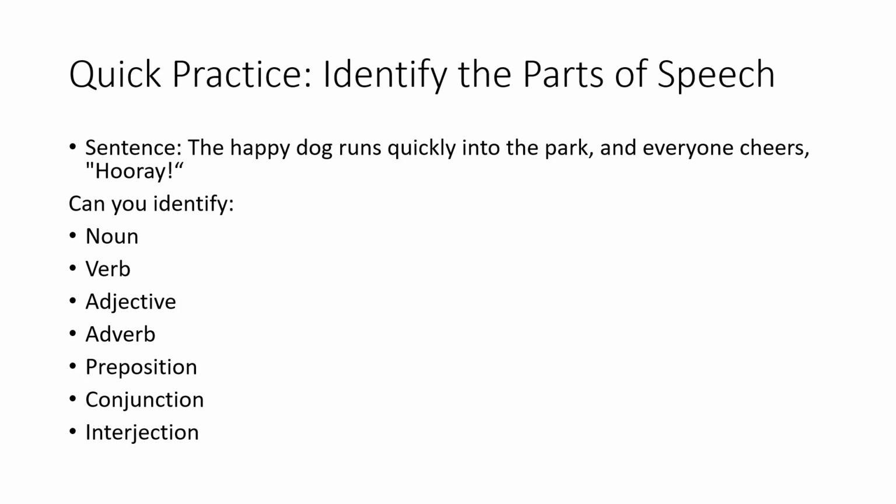Now, students, let's practice what we learned. The following is a sentence, and you have to identify the parts of speech. Here is the sentence. The happy dog runs quickly into the park, and everyone cheers. Hooray! Now, can you identify the noun, the verb, the adjective, the adverb, the preposition, the conjunction, and the interjection? Write down which one is which later within our forums.